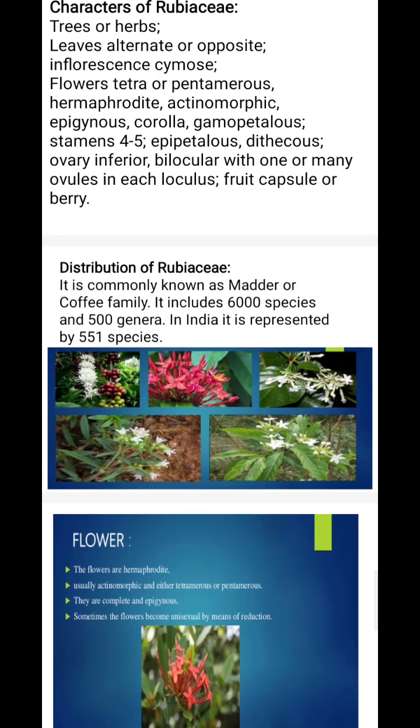Then distribution of these Rubiaceae. This family is commonly called the madder or coffee family, and it includes about 6,000 species and 500 genera. In India, it is represented by about 551 species, so many members of Rubiaceae are observed in our India. So these are some photographs of the members of the Rubiaceae.